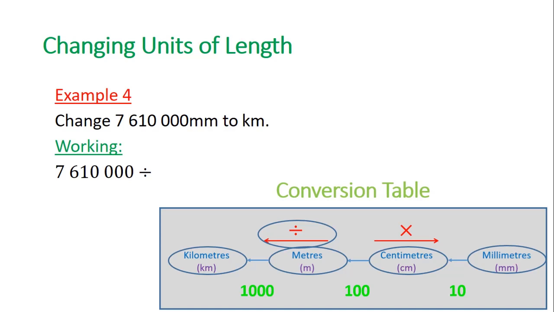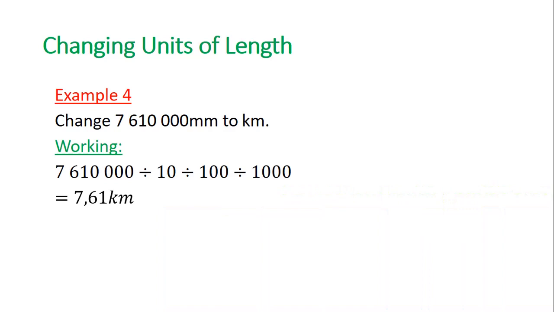Okay, so millimeters to centimeters, can you see it's 10, so I divide by 10. Next step, from centimeters to meters, again I'm going left, so I divide. Centimeters to meters is 100, so I divide by 100. Now from meters to kilometers, again I'm still going left, and so I divide. And from meters to kilometers, it's 1,000, and so I divide by 1,000. Now I take all that working out, I put it in my calculator, I press equals, and hopefully I get 7,61 kilometers. And there we have it.